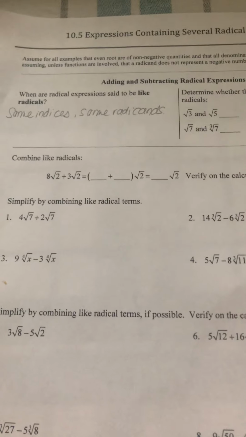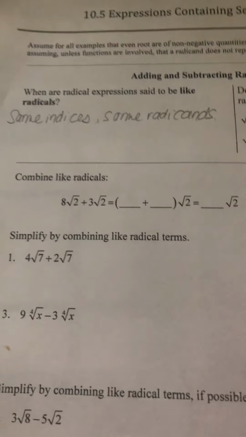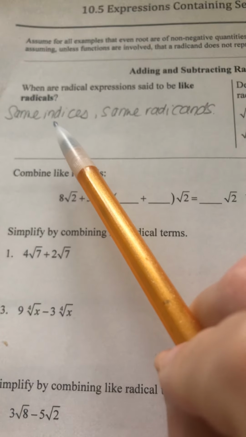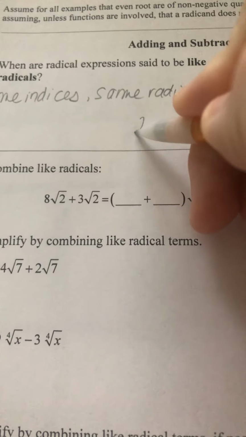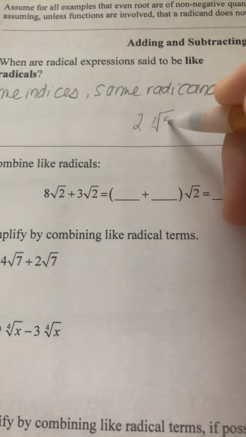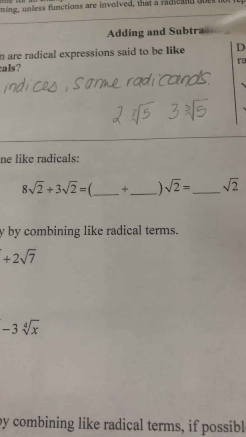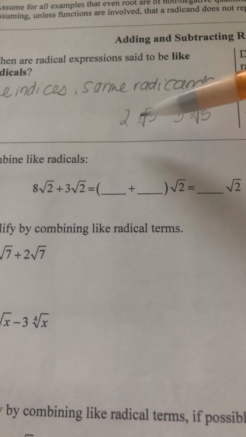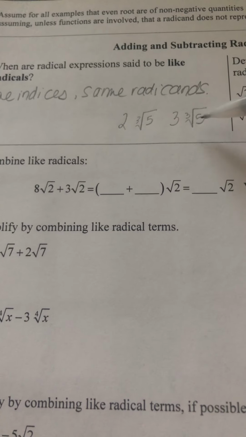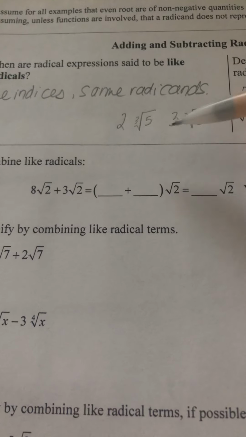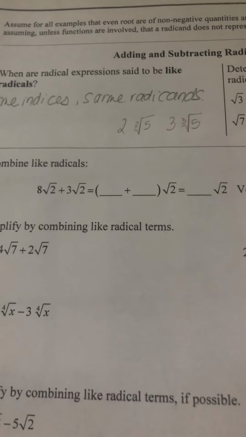So when you're adding and subtracting radicals, you have to think about if they are like radicals. In order for them to be like radicals, they have to have the same indices and the same radicands. So what does that mean? That means if you have this and this, they are the same. They're like radicals. They have the same indices and the same radicands. But if I change one of those things, this or this, they will not be like radicals. They have to have the same indices and the same radicands.